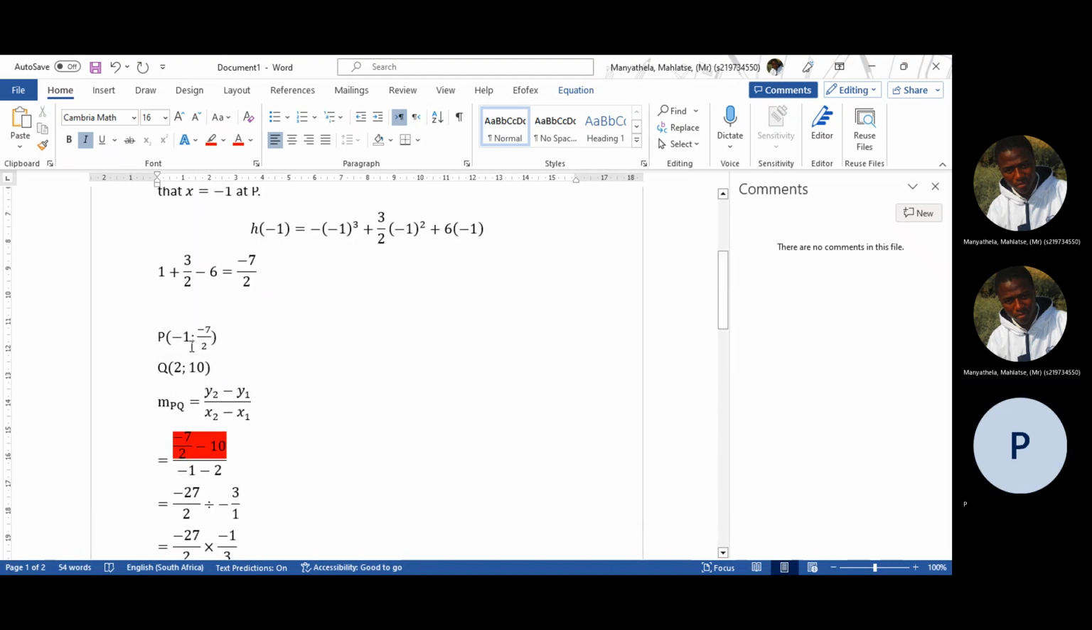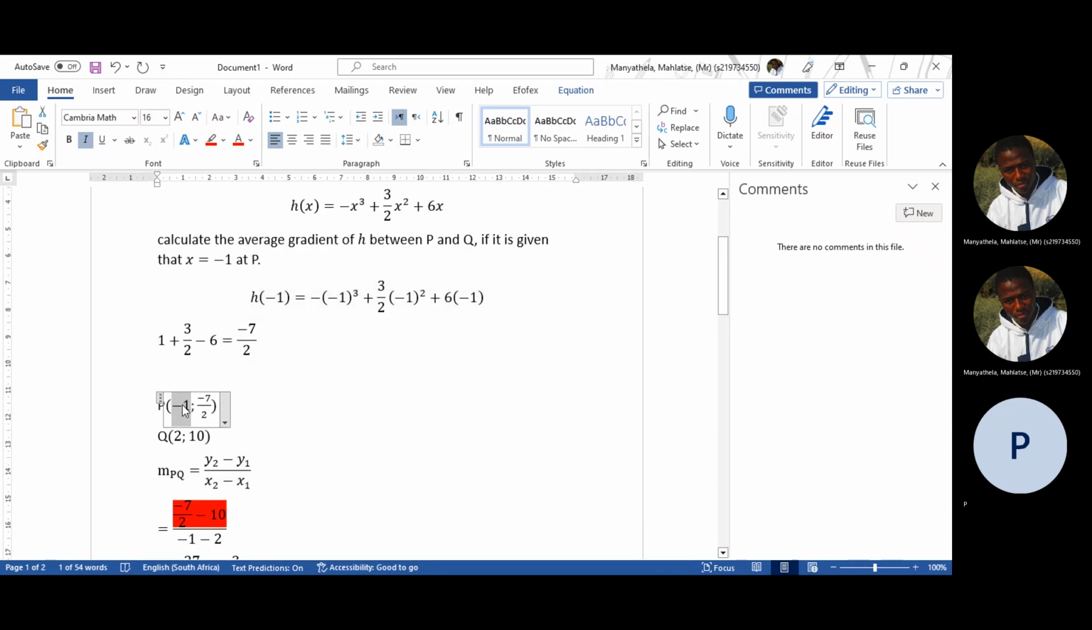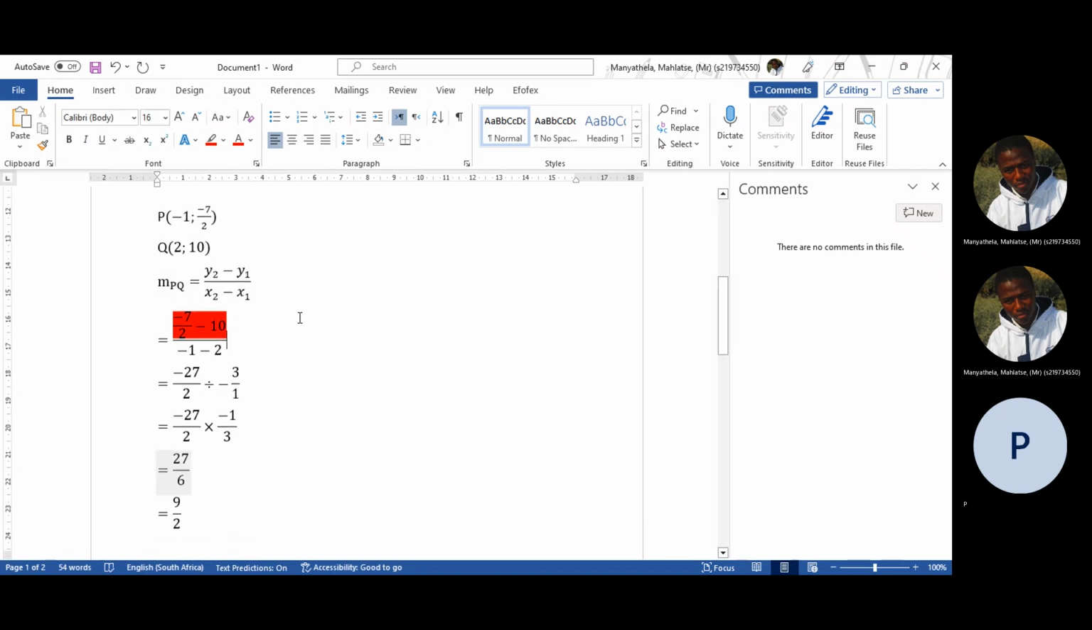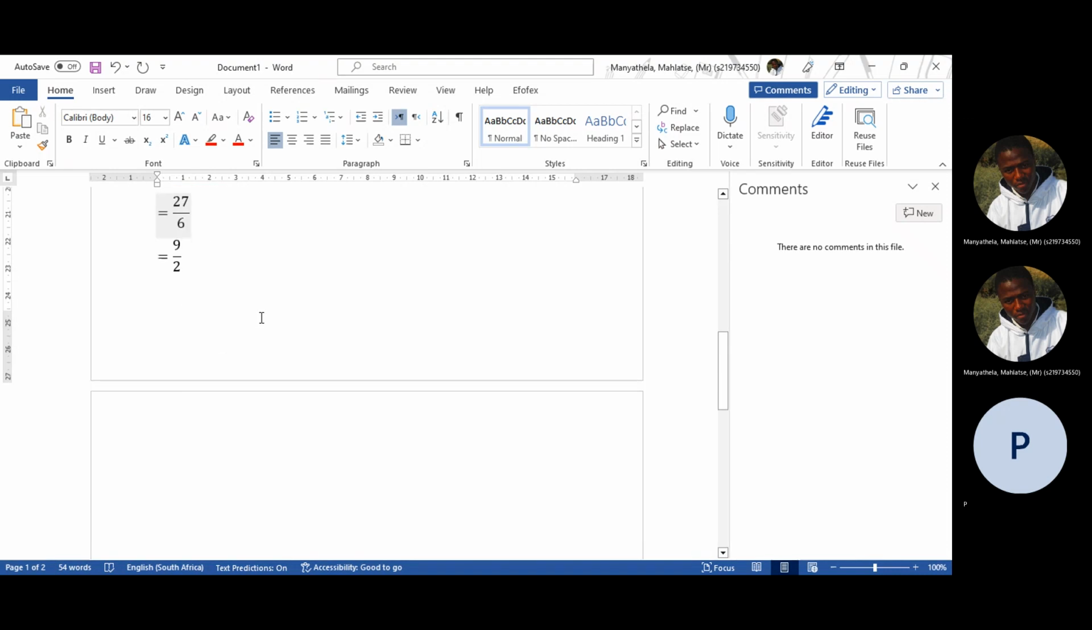So the first thing that you do, because you only have the value of x, you take that given x value, plug it into the original equation to find the corresponding y value. Then from there, you use the formula to calculate the gradient and plug in your coordinates.